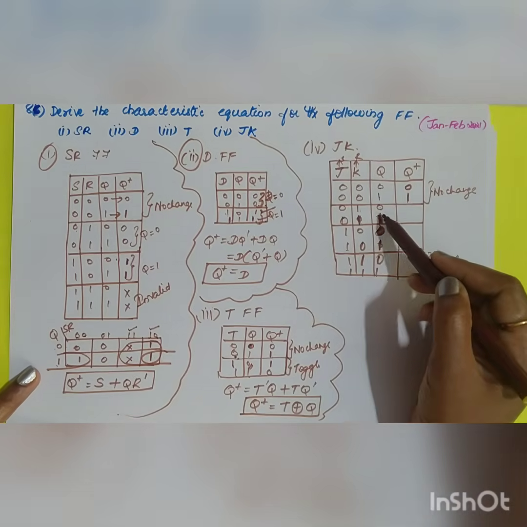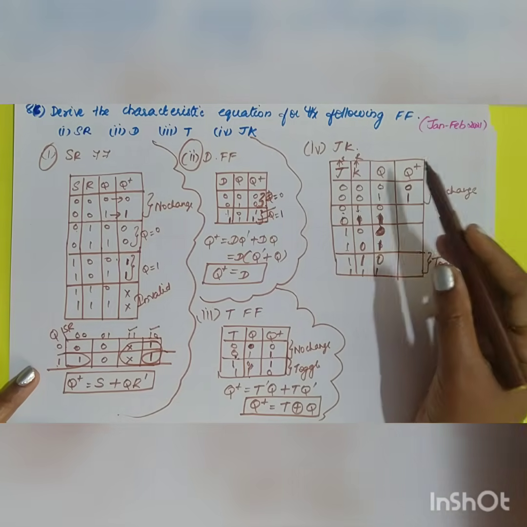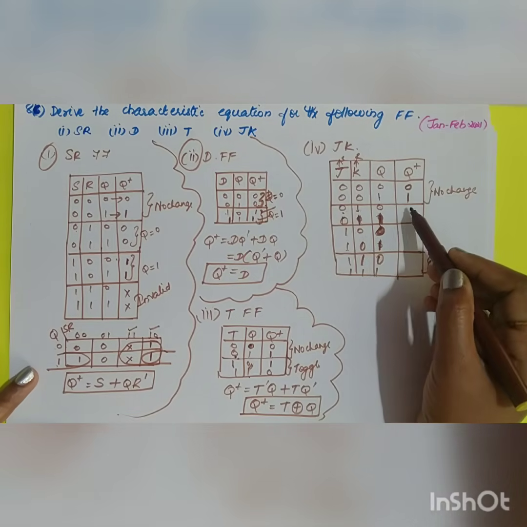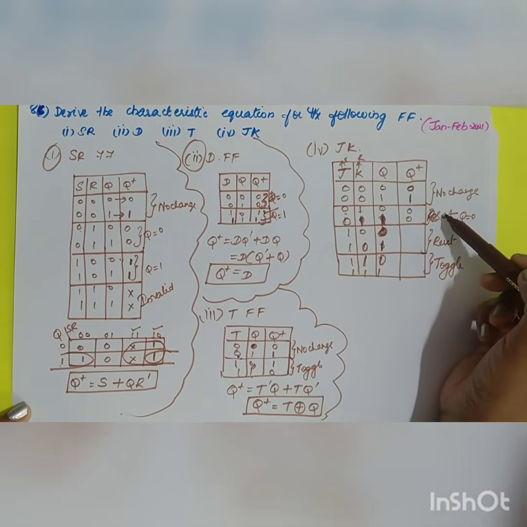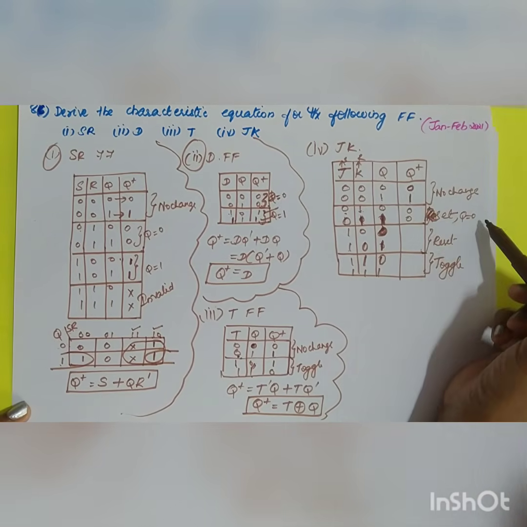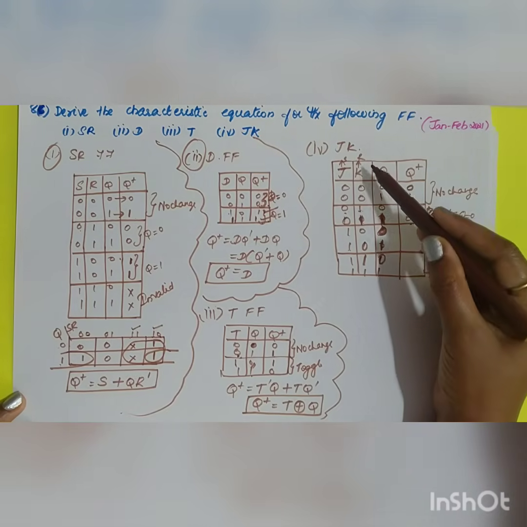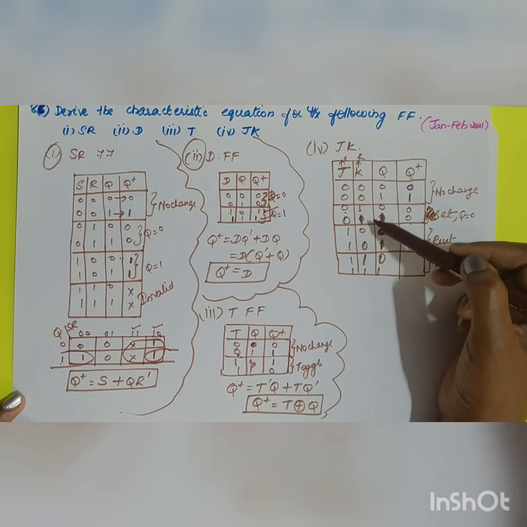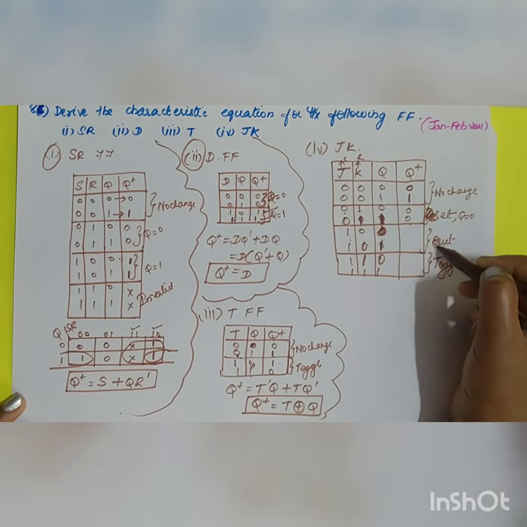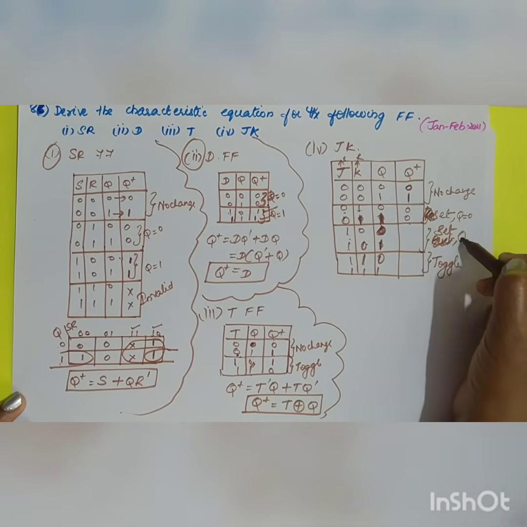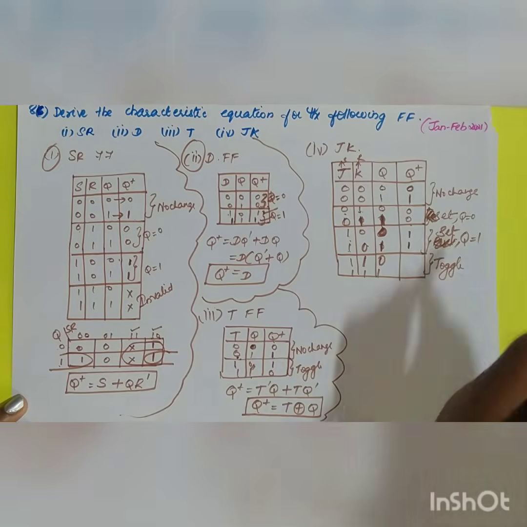What will be your next condition? When J is equal to 0, K is equal to 1. J is similar to your S, right? So S is equal to 0. So when J is equal to 0, K is equal to 1, you will have your reset state. Because Q will be equal to 0, so your output is going to be equal to 0. Okay. Now when J is equal to 1, K is equal to 0, it is your set state. So Q is equal to 1. Set means your output will be equal to 1.